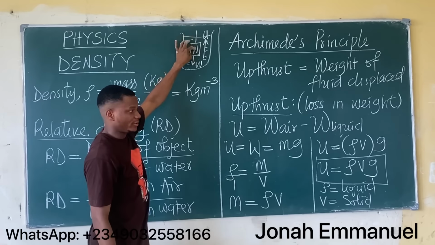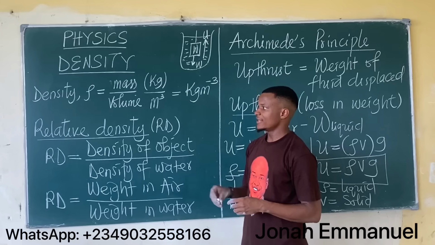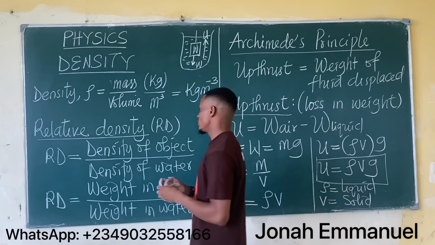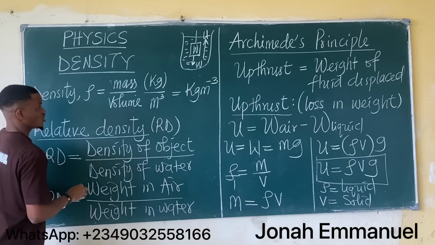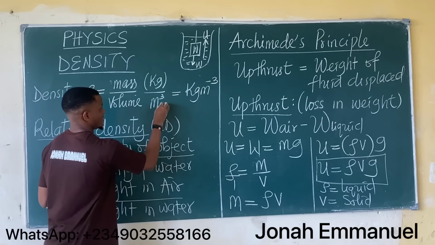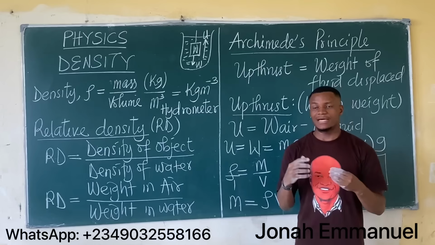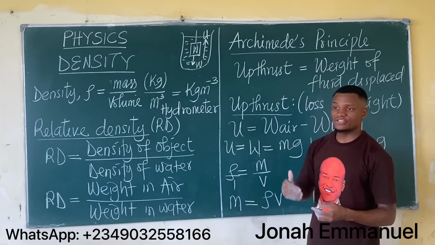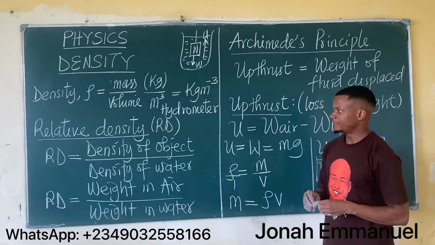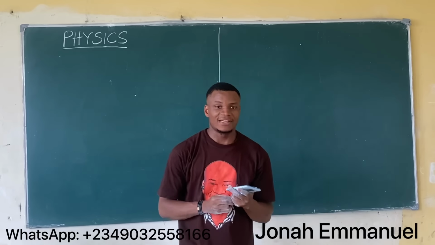Alright, so let's use all these concepts to solve problems involving density and relative density. But before we go, please note that relative density is measured using an instrument known as the hydrometer. So the instrument for measuring relative density is called a hydrometer. Write it here: H-Y-D-R-O-M-E-T-E-R. A hydrometer is an instrument for measuring the relative density of a fluid or an object.